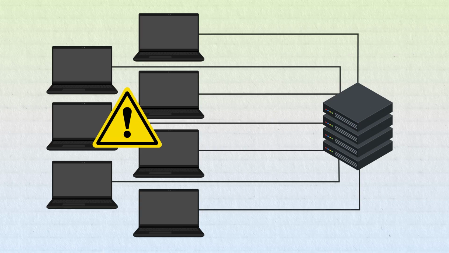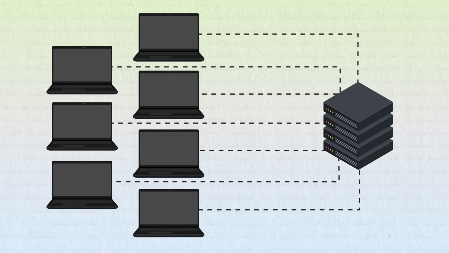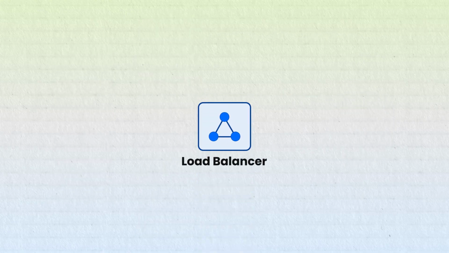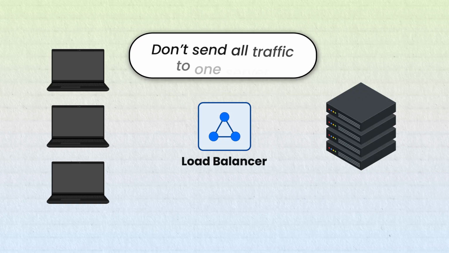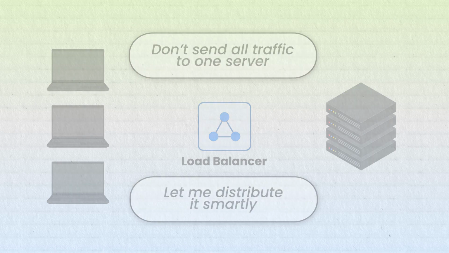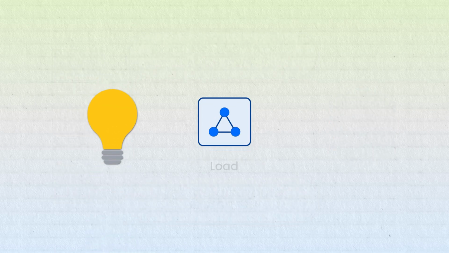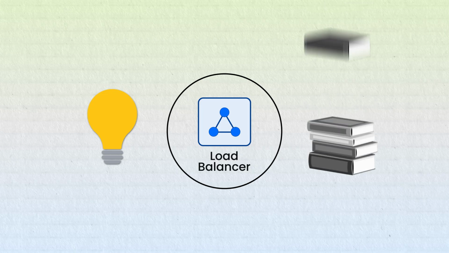Then suddenly, one viral moment happens, and boom, your backend is down, not because your code is bad, but because every single request is hitting the same server. That's where a load balancer comes in. It is the thing that stands in front of your backend and says, don't send all traffic to one server, let me distribute it smartly. In this video, I will explain load balancer using real backend example without boring theory.